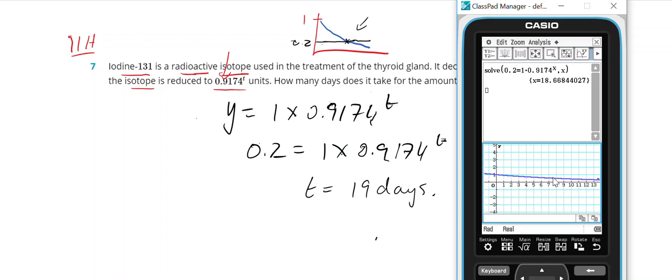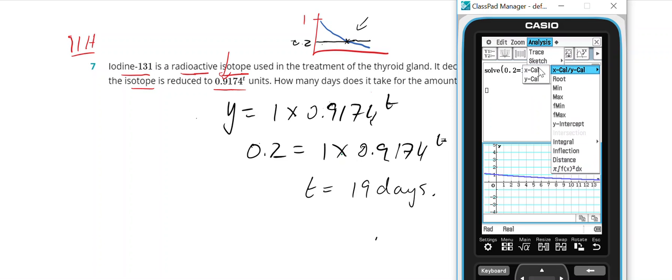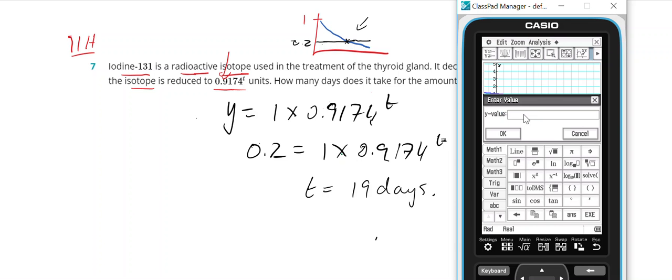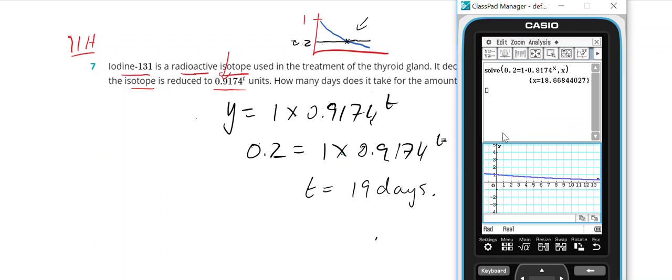The thing to note is that theoretically, because we're using an exponential model, it never reaches 0. It just keeps getting smaller and smaller, but never reaches 0. So we want to find when it reaches 0.2. You go Analysis, G-Solve, x-cal, because we want to find the x value when y is 0.2.